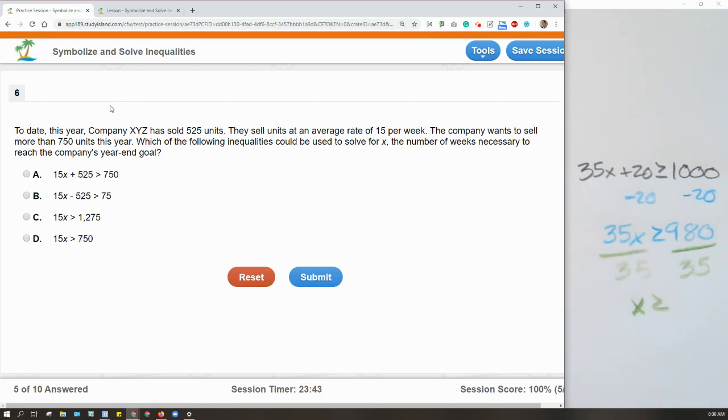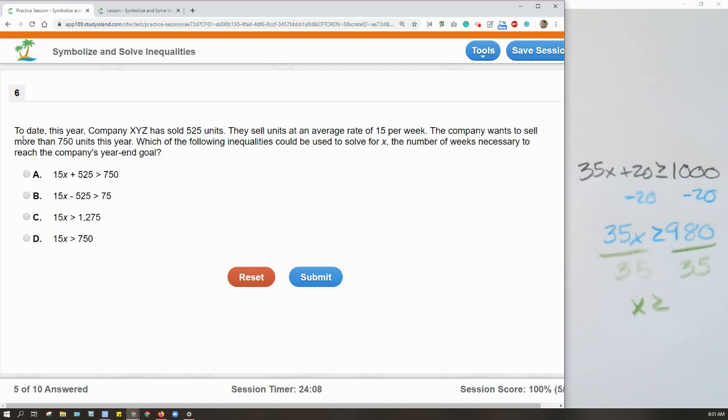To date, this year, company XYZ has sold 525 units. They sell units at an average rate of 15 per week. The company wants to sell more than 750 units this year. Which of the following inequalities could be used to solve for X, the number of weeks necessary to reach the company's year-end goal? So they have to sell, according to this, more than 750 units.